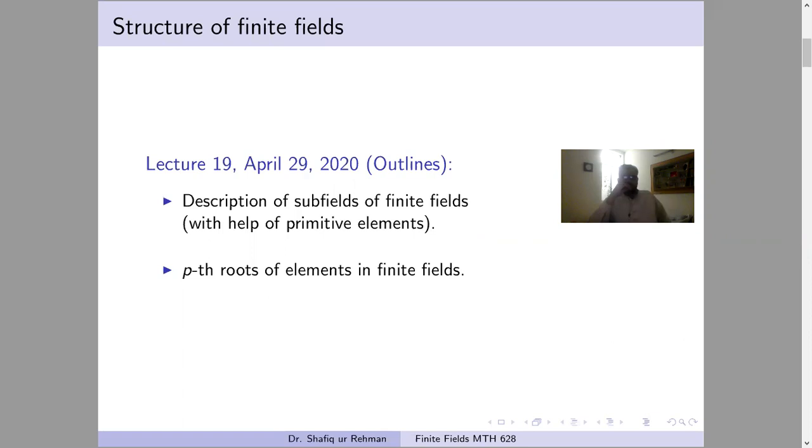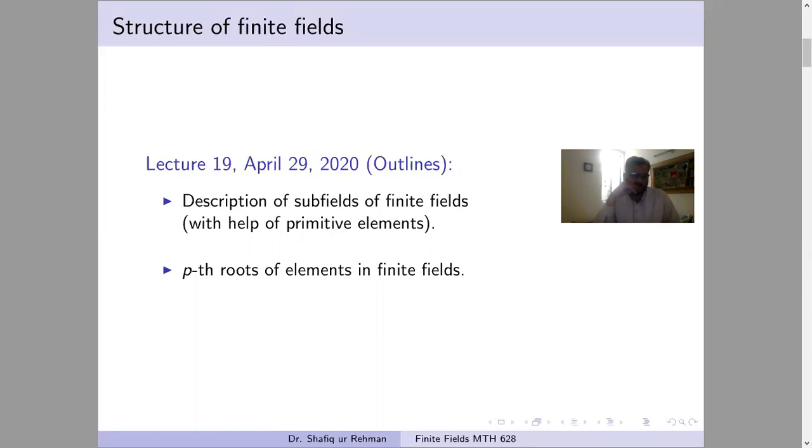In this lecture, we will talk about two things. First of all, we will discuss how to find and investigate the elements of subfields of any finite field with the help of primitive elements. Very easily, very quickly, we can describe the elements of subfields of any finite field by using the primitive elements and some techniques from cyclic groups. We can easily investigate all the elements of the subfields.